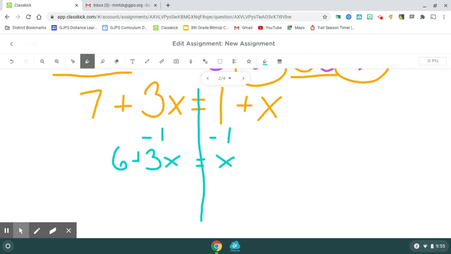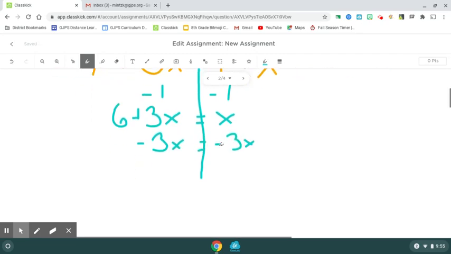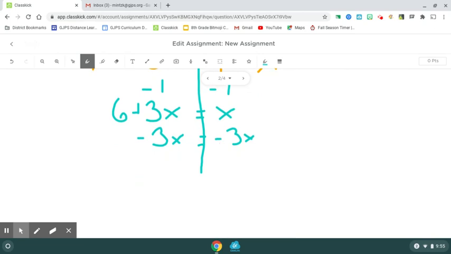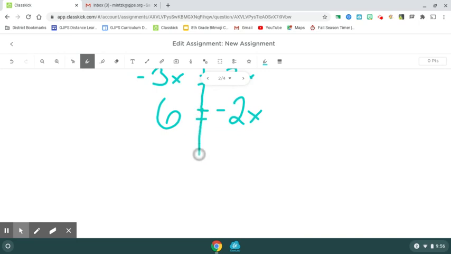Now I want to get my x's on the same side. So I'm going to subtract 3x from both sides. Awesome. Now on the left-hand side, I end up with just 6 because 3x minus 3x equals 0. And then on the right-hand side, I will end up with negative 2x, because I have negative 3x plus 1x, which is negative 2x. And then I just continue this here.